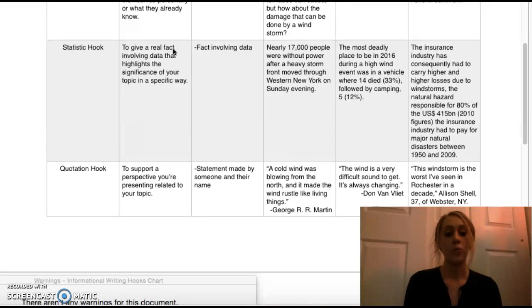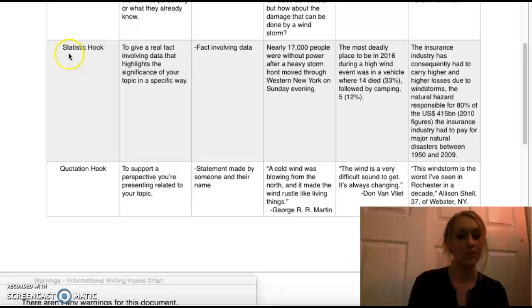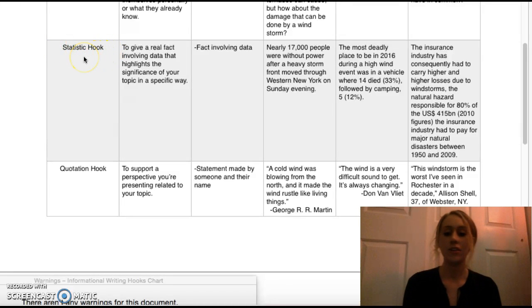As we think about hooks in informational writing, you will notice some similarities between ways you can hook your reader, get them interested in reading what you have to write, but there will also be a few hooks, such as a statistic hook, that you wouldn't typically see in the narrative genre, but you would see more often in the informational genre.